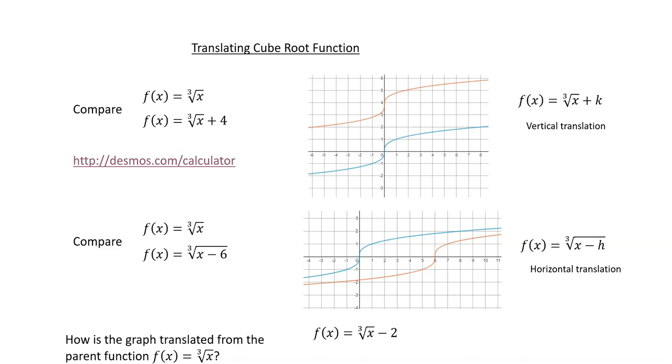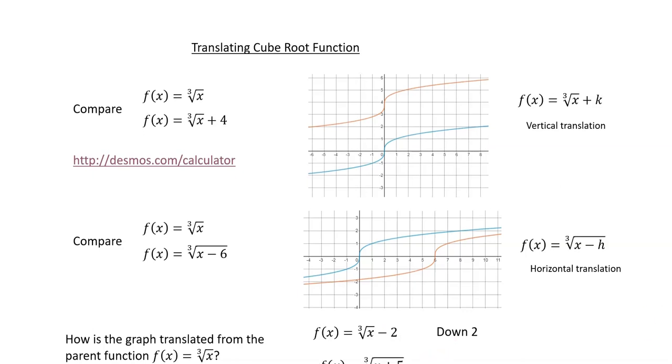All right, how is the graph f of x equals cube root of x minus 2 translated from the parent function f of x equals cube root of x? If you said it's moved down 2, that's correct. Putting something on the end is a vertical translation.